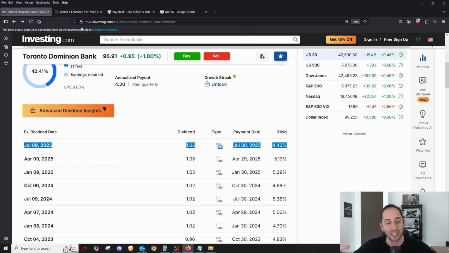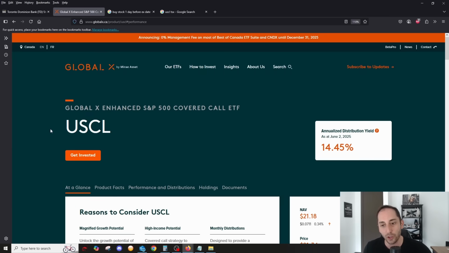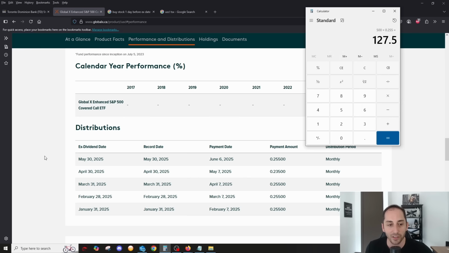So now you should understand exactly what's happening, right? If you buy 500 shares of USCL 1 day before the ex-dividend date, you'll get that amount, which was $127.50. That amount will hit your account as cash, wherever you hold the ETF or stock. Or if you have DRIP on, which is probably going to be another episode, your broker is automatically going to take that cash and buy you, for example, $127.50 more USCL shares.